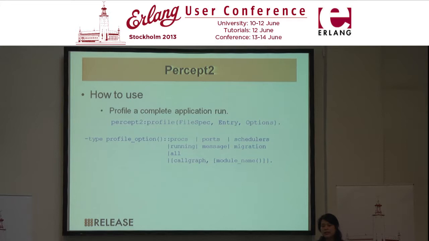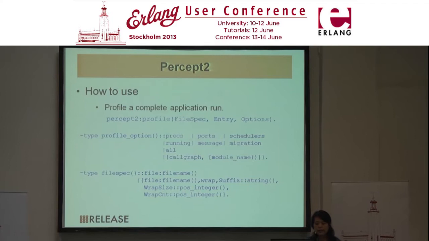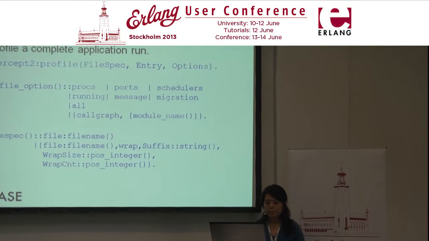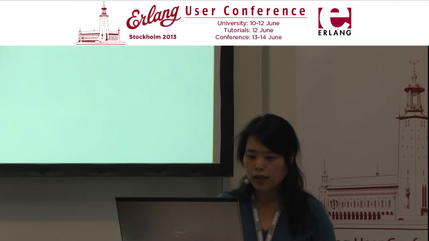For the file spec, you can choose to write trace data into a single file, but you can also use a wrap, which means you create a collection of trace files. So you specify the base file name, the suffix, the size of each trace file, and the maximum number of trace files that are going to be created. And this is when you want to profile the whole application run.